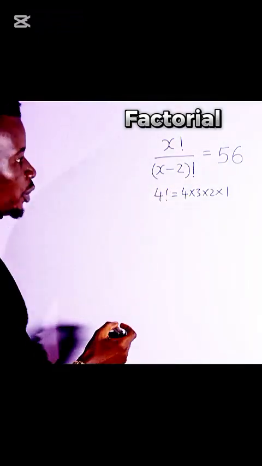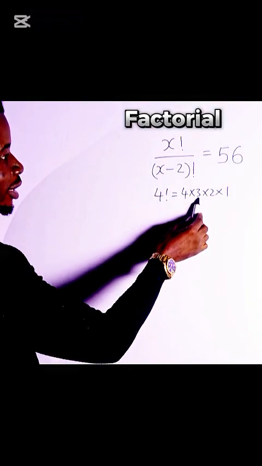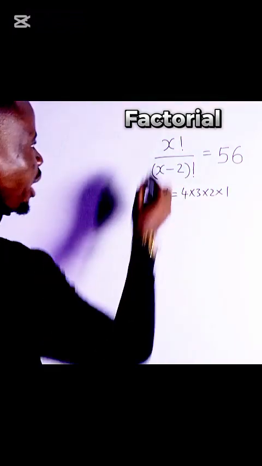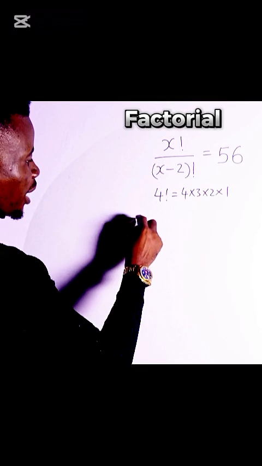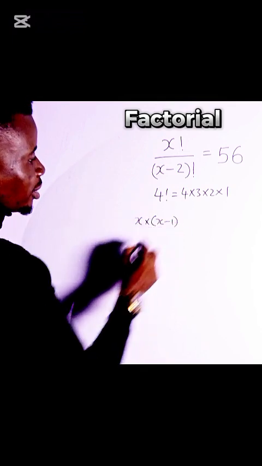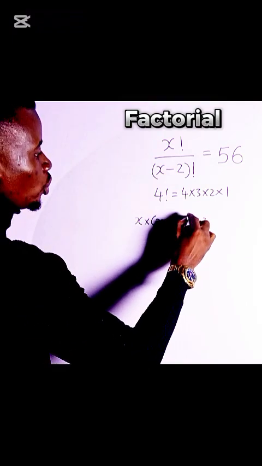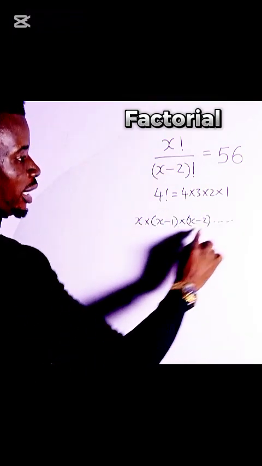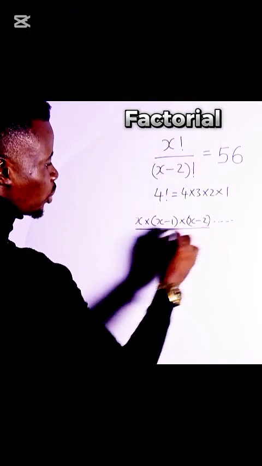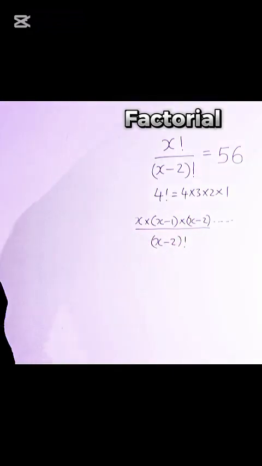So now we can use this pattern to simplify this. So what will be our x factorial? Now you can see that the numbers are reducing by 1. So 3 is the number before 4. So 4 is multiplying its preceding number. So here in x factorial, we're going to have x times x minus 1, which is a lesser number than x, times x minus 2 continuously. It's unending because we don't know the value of x. But the denominator is what? X minus 2 factorial. So how do we actually simplify this?